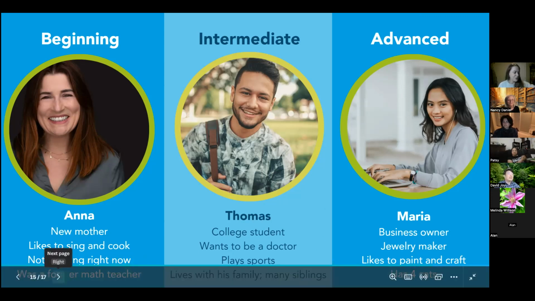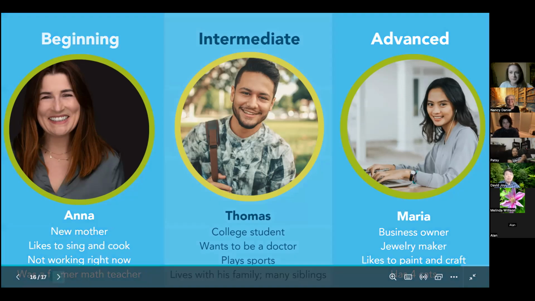So we are getting close to the end of time now, so we're not going to have time to do a lesson plan for our friend Thomas, but it's okay. He'll be able to join a future session.